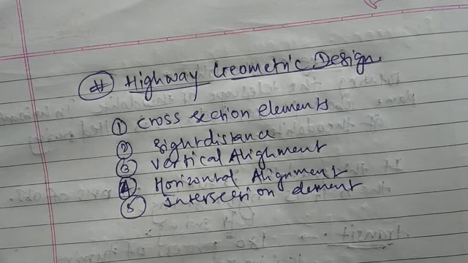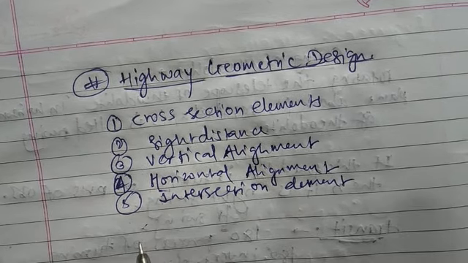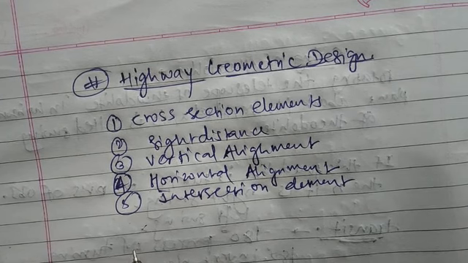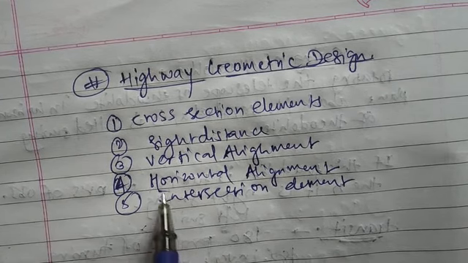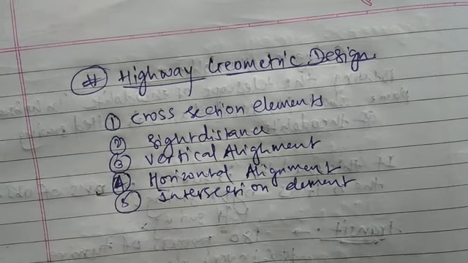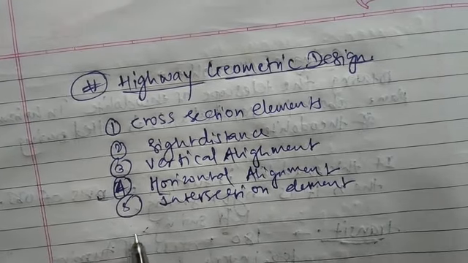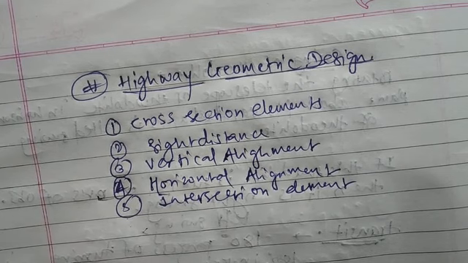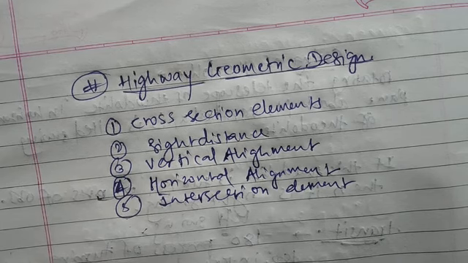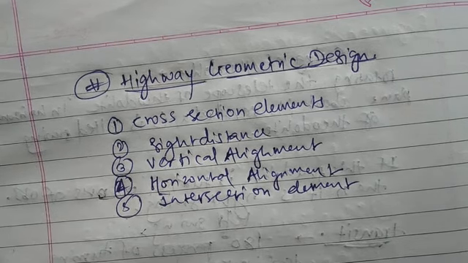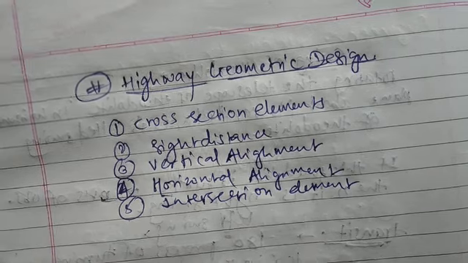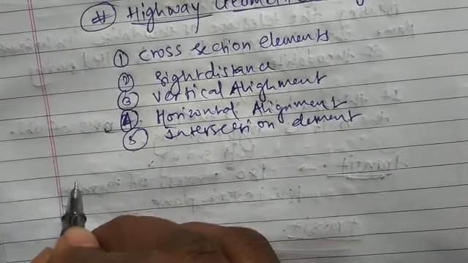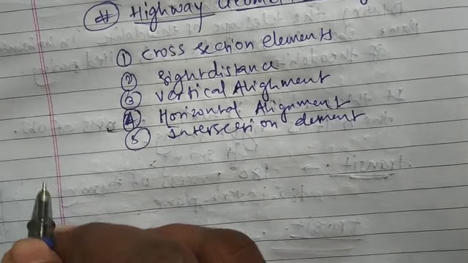and the type of curve which is to be selected for various conditions. Then the last part will be to design the intersection element. Okay, so these are the components or elements of the highway geometric design. Now we'll see what are the factors which control the geometric design of highway.